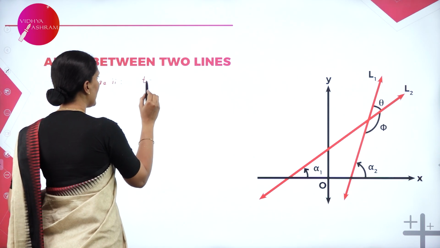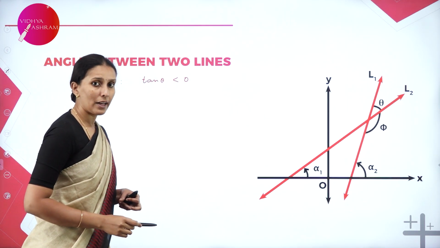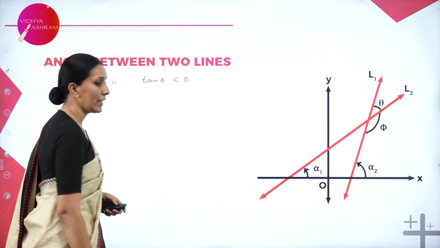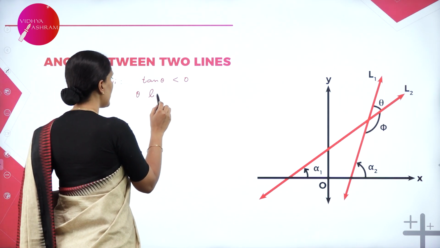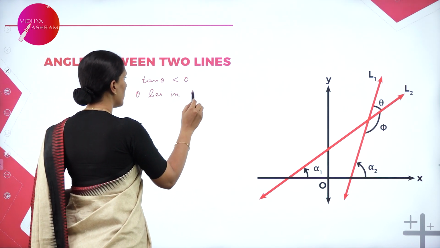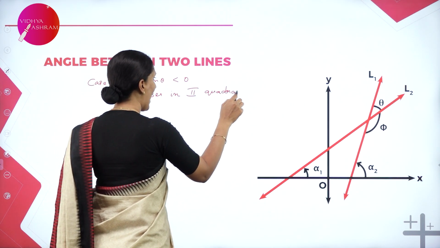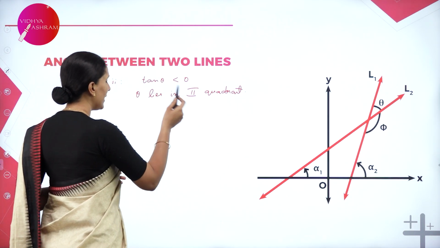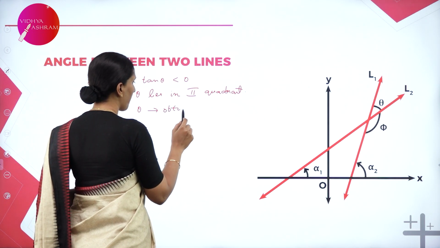Now suppose the tan theta value is less than 0. So tan theta less than 0 means it is negative. So whenever tan theta becomes negative, the angle theta lies in the second quadrant. So when tan theta is negative, it implies theta is an obtuse angle.